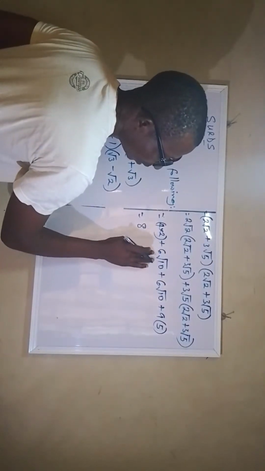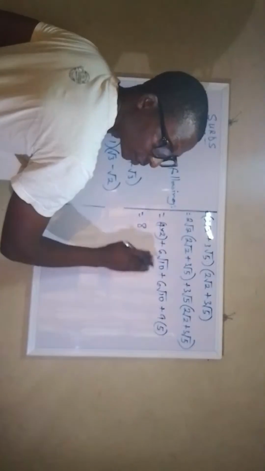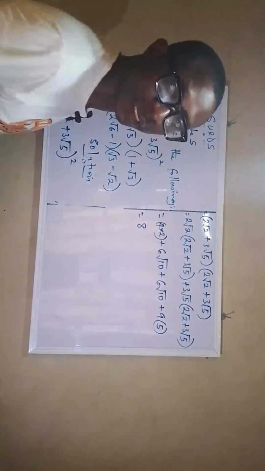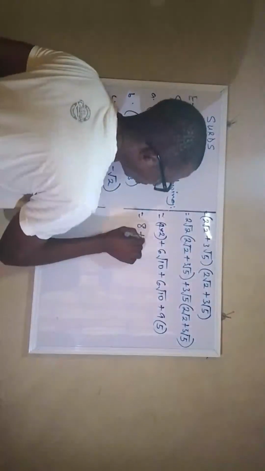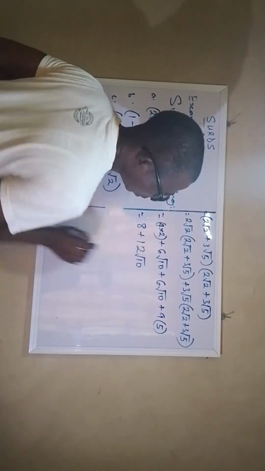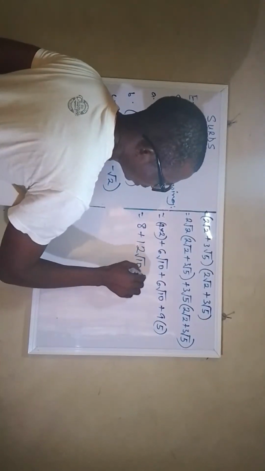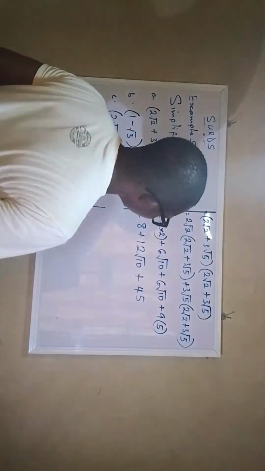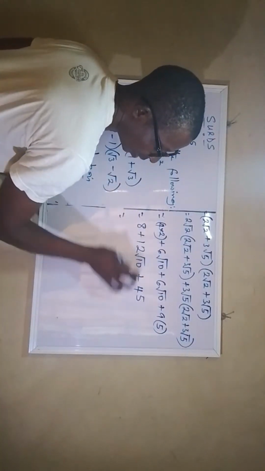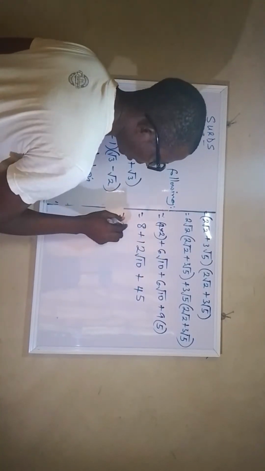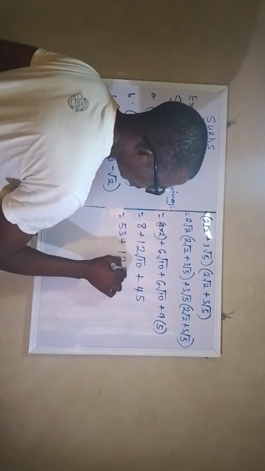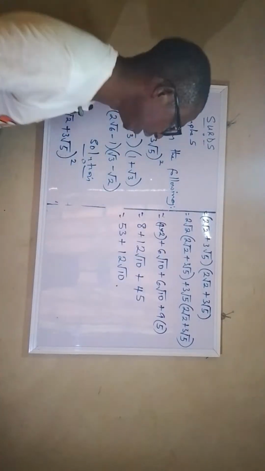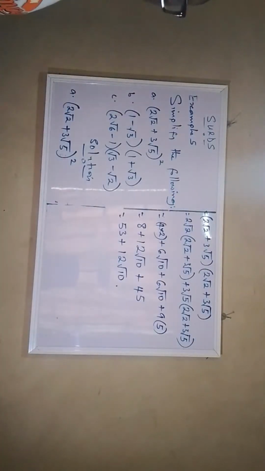Now look at this. This and this, when you add together, that's going to give you 12 square root of 10. You have 6 square root of 10, 6 of them, another 6 of square root of 10. So making how many square root of 10? That's 12. That's plus 12 square root of 10. And look at this, 9 times 5, that's 45. So you can add this and this together of the same term. So that's going to give you 53 plus 12 square root of 10. Now, this is going to be the answer to the first part of the question.